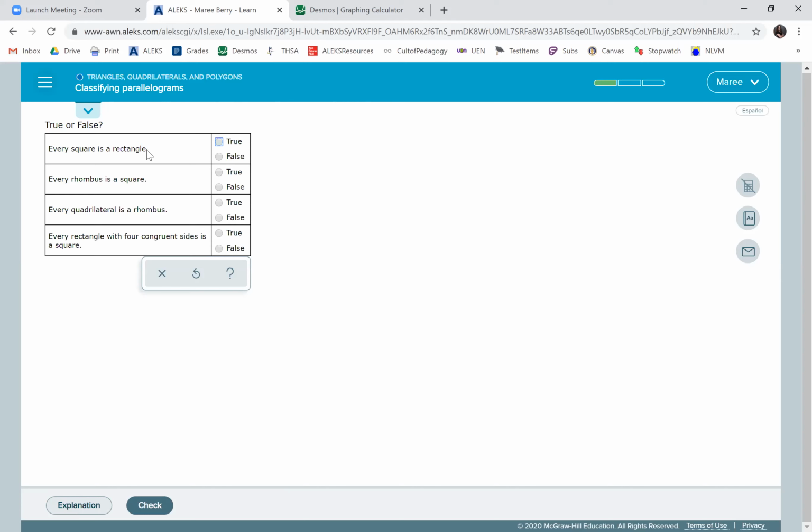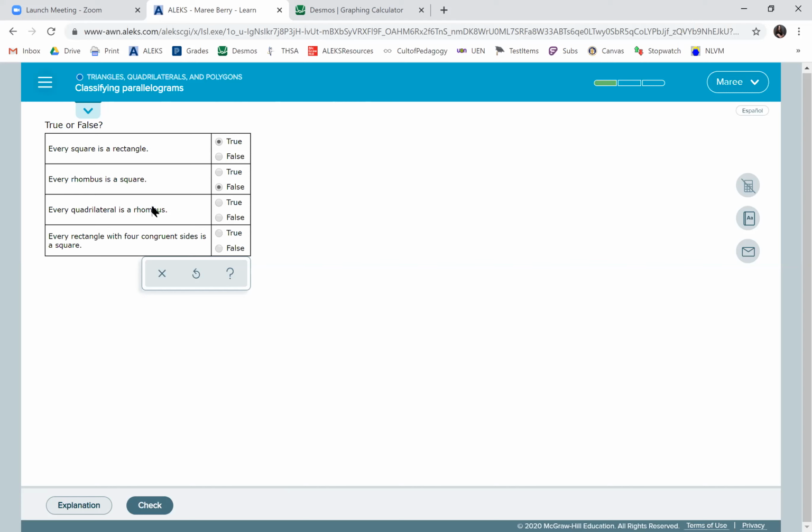Every square is a rectangle. That's true, because by definition, rectangles have 4 right angles and a square has 4 right angles. So yes, every square is a rectangle. Every rhombus is a square. Now that's false, because there are some rhombuses that are not squares.